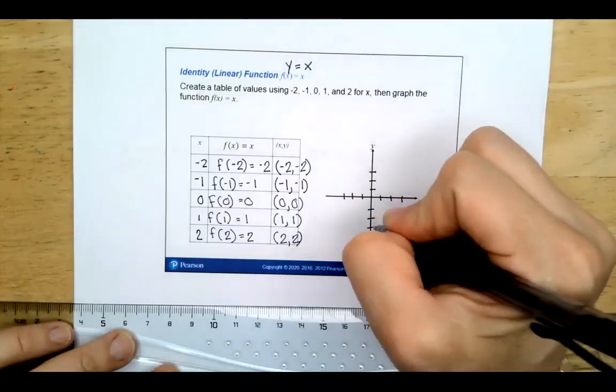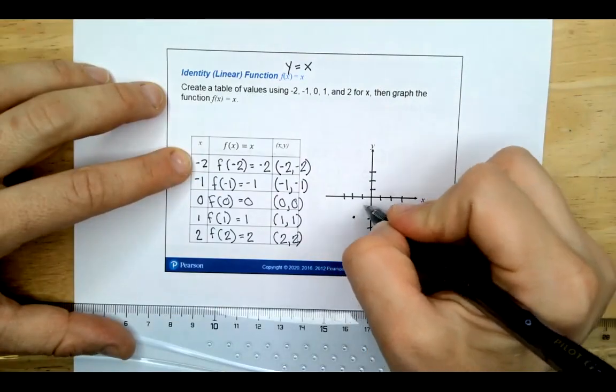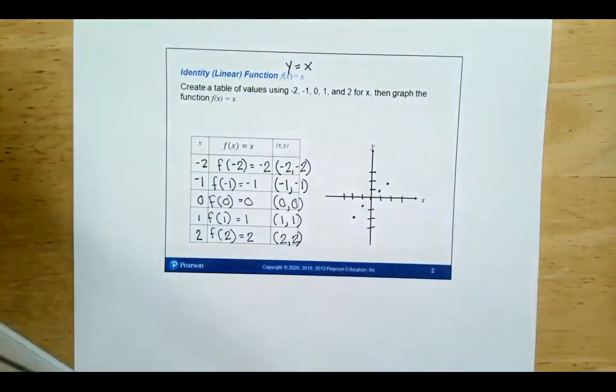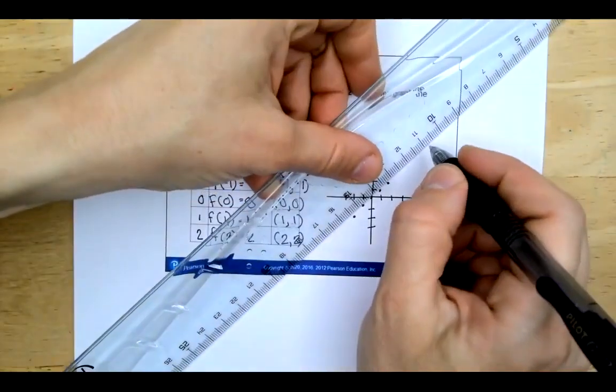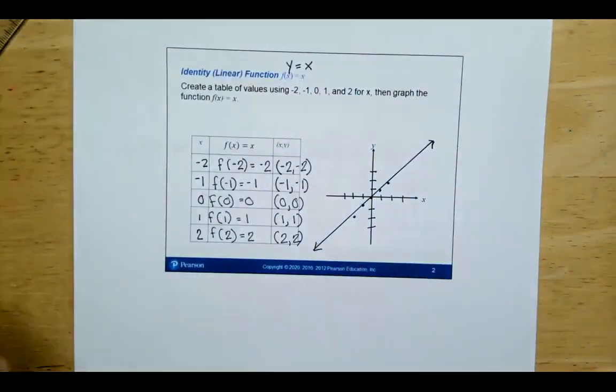So that I can show you, make sure you know how to find a table in Desmos as well. So -2 is going to be this guy, -1, -1, 0, 0, +1, +1, +2, +2. So that is a linear equation, y equals x or f of x equals x. Good. All right, let's go to Desmos.